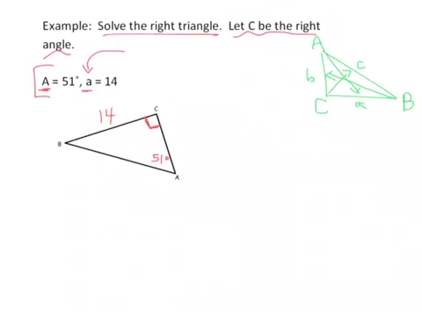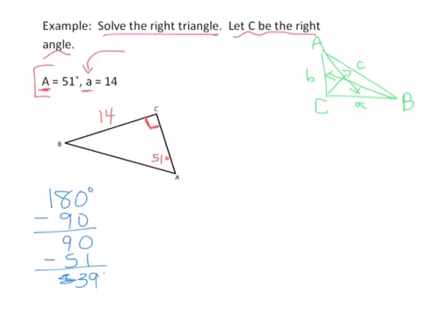All right, so to solve this right triangle, the first thing I'm going to do is what I believe is the easiest thing, find the missing angle measure. Hopefully you remember that a triangle always has 3 angles that add up to 180 total degrees. So if I already know that one angle is 90 because it's a right angle, that leaves me with 90 degrees. And if I subtract the 51 degrees from this angle that I already know, I will be left with 39 degrees for my missing angle. So now I know this is 39 degrees.